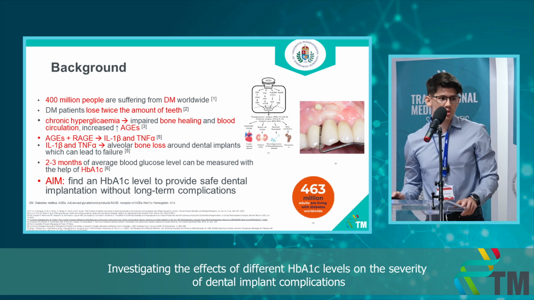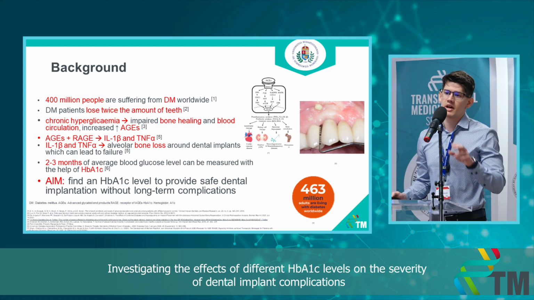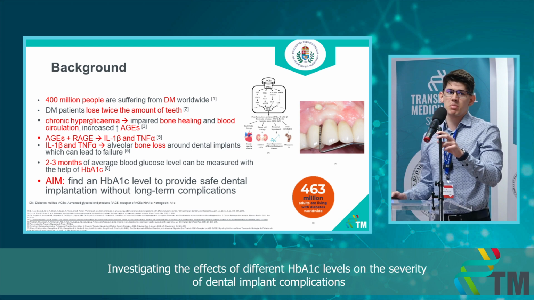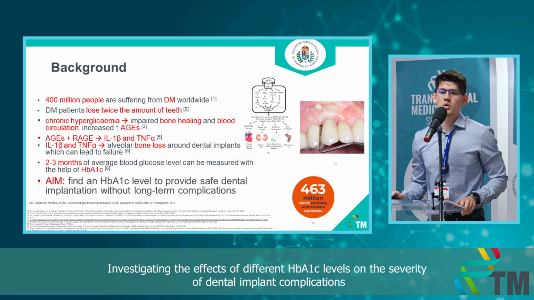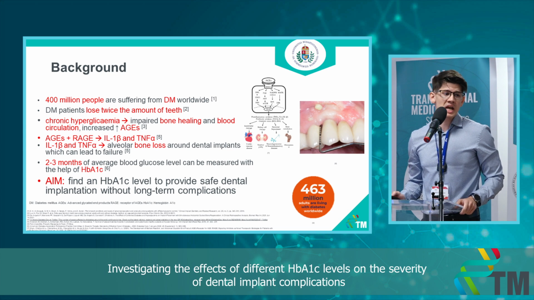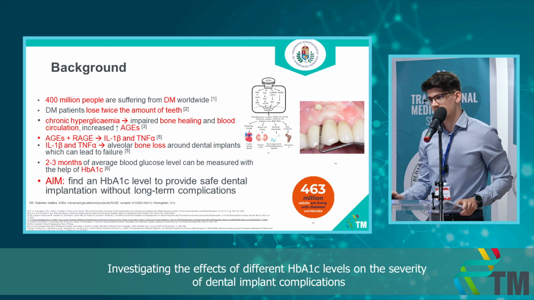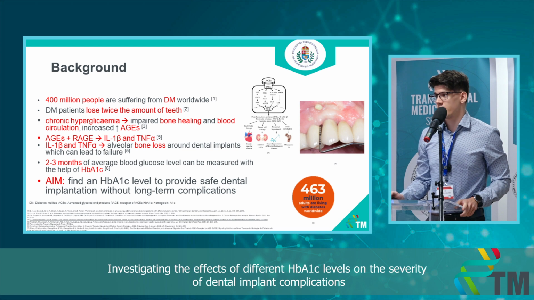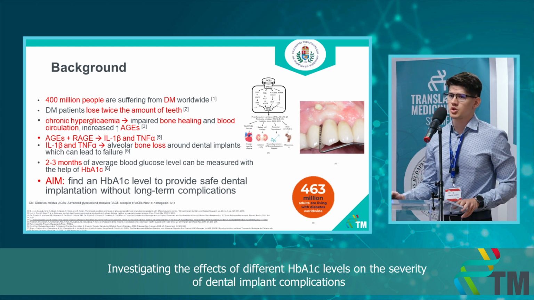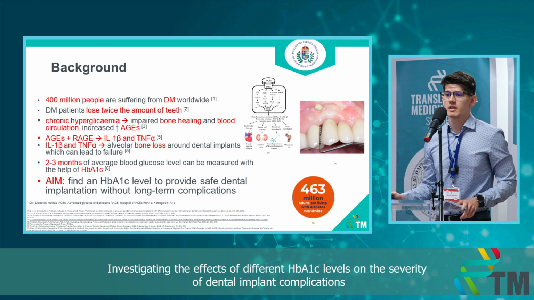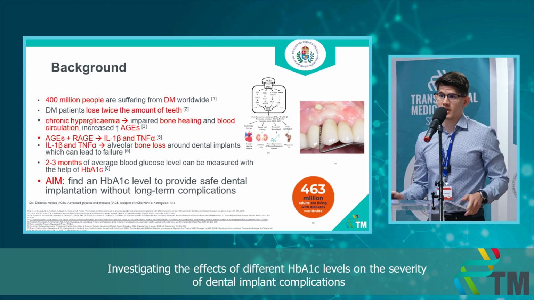Patients with the disease tend to lose twice the number of teeth compared to systemically healthy individuals. This could be partially explained by chronic hyperglycemia, which impairs bone healing and blood circulation, and increases the formation of advanced glycation end products. These products can interact with receptors called RAGEs, and they release pro-inflammatory cytokines, the likes of interleukin-1 beta and TNF-alpha. All of these can be found in the periodontal tissue, which means that diabetes mellitus itself can promote periodontal inflammation, which could lead to alveolar bone loss both around natural teeth and around dental implants as well, which ultimately can lead to the loss of these teeth and implants.